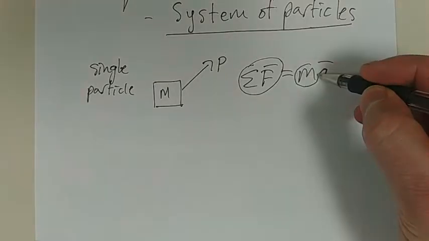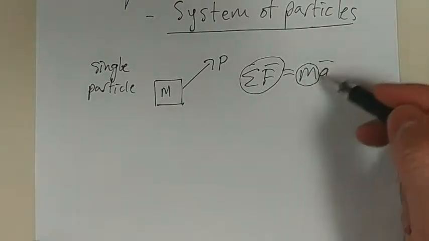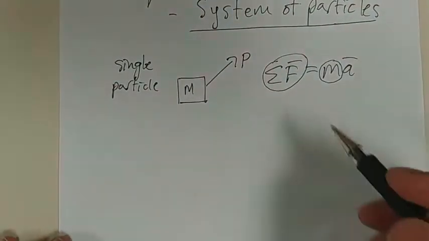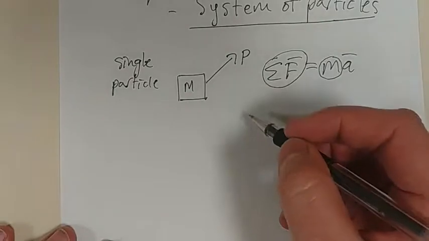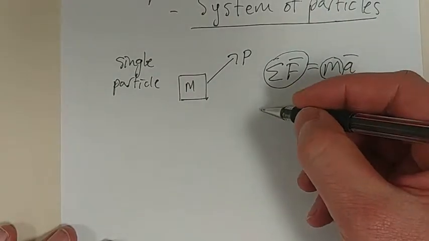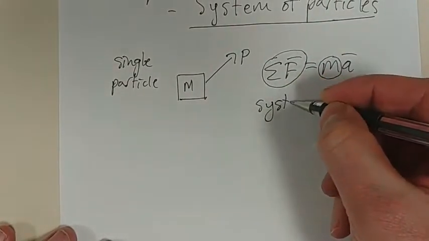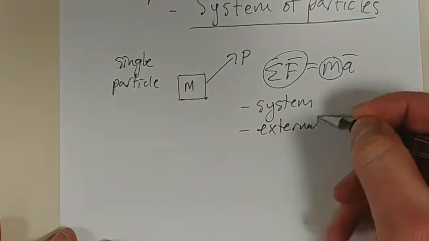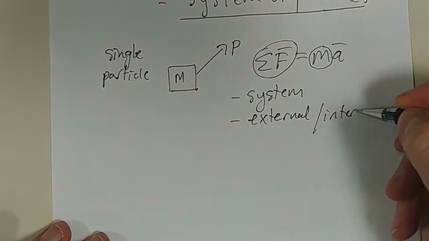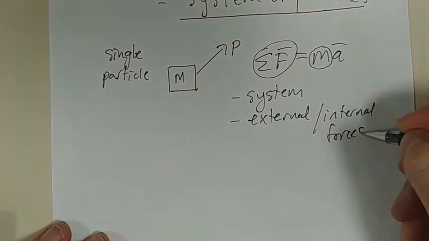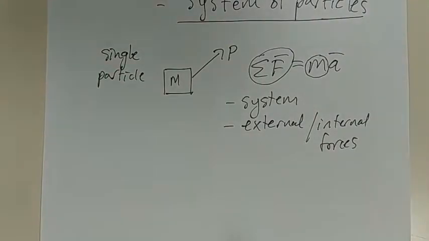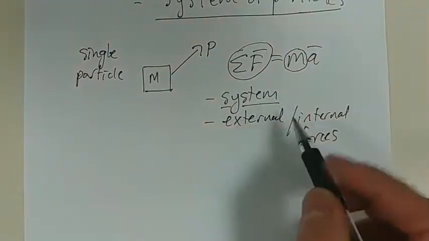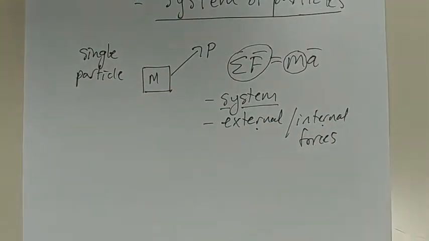What is the mass? Okay, what do we mean when we talk about the mass? What do we mean when we talk about the forces? And based on this, what do we mean when we say system? This is a word that you must pick up, system. And external and internal forces. Okay? This is so crucial even for the rest of your studies, is to understand what is a system and what are external and internal forces.